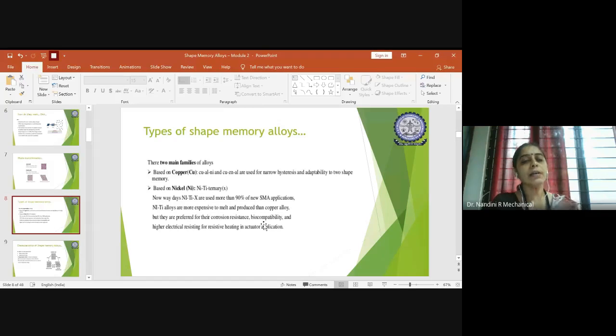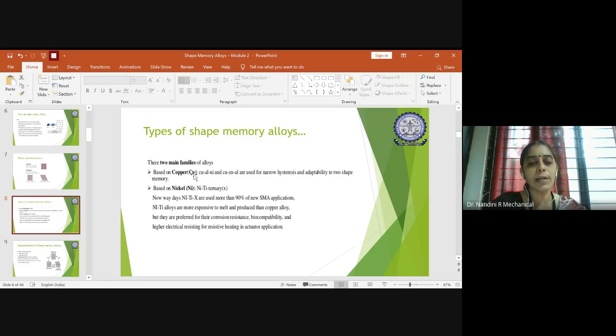I think we have to start with the types of shape memory alloys which are in existence. So once you know what you mean by shape memory alloy, how it works, and the phase transformation, you should also be very keen on the main classifications of shape memory alloys. In this aspect, we have two main families, two huge bifurcation families under shape memory alloys. So one is purely based on copper alloy. The second one is purely based on nickel alloy.